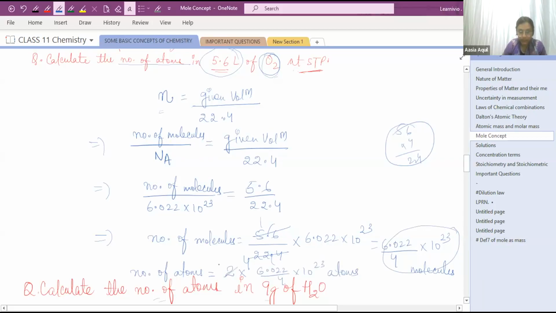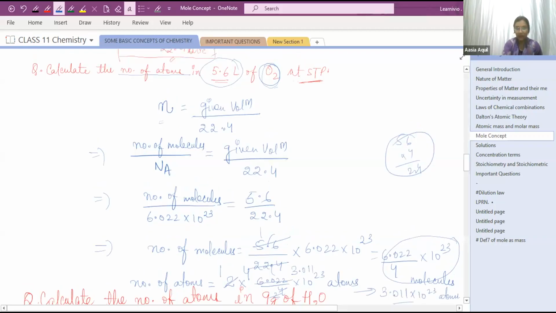Now you can calculate it easily. 2 ones are 2, 2 twos are 4, and 2 ones are 2, 2 threes are 6, 0.11. So what will be the number of atoms in oxygen? 3.011 into 10 to the power 23. Right, 3.011 into 10 to the power 23. Clear or not? Is there any doubt in any step? No, ma'am. Are you sure? You can ask me if there's any doubt.